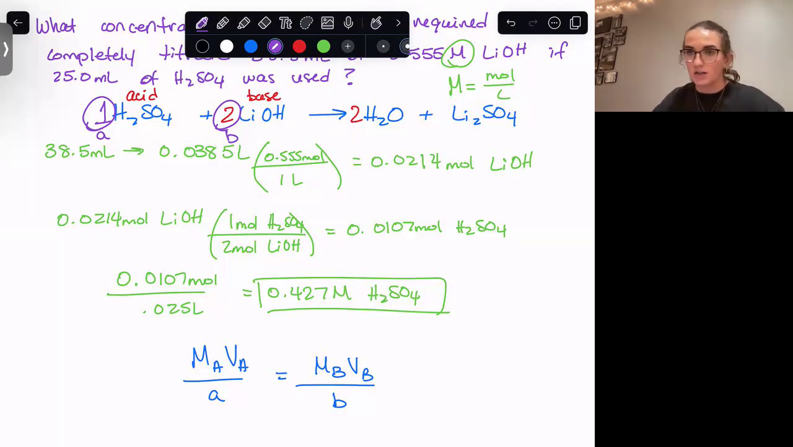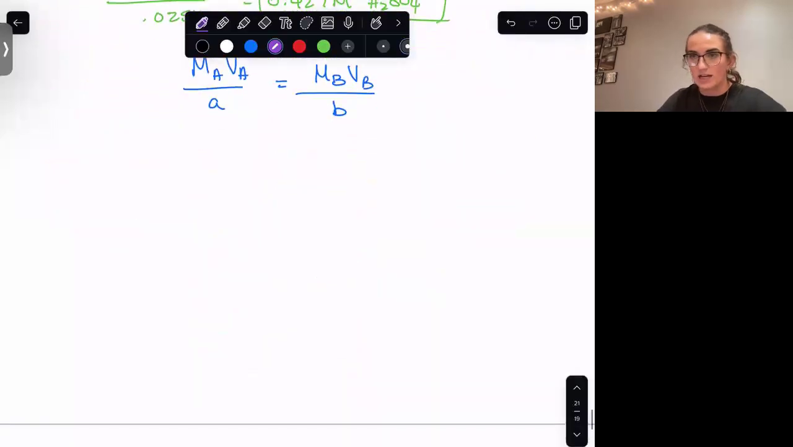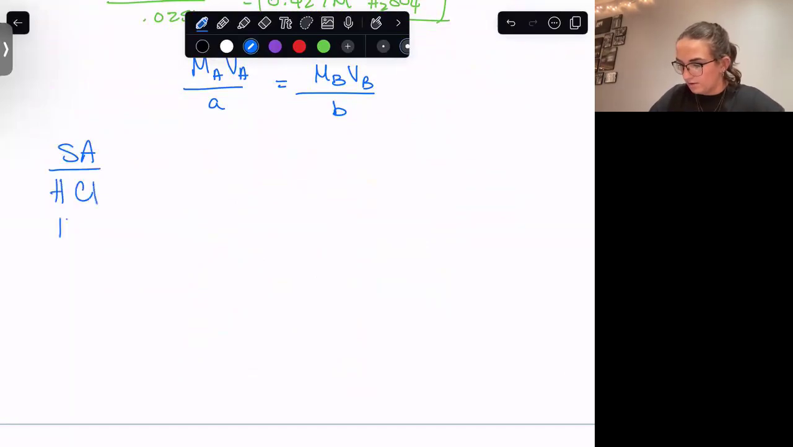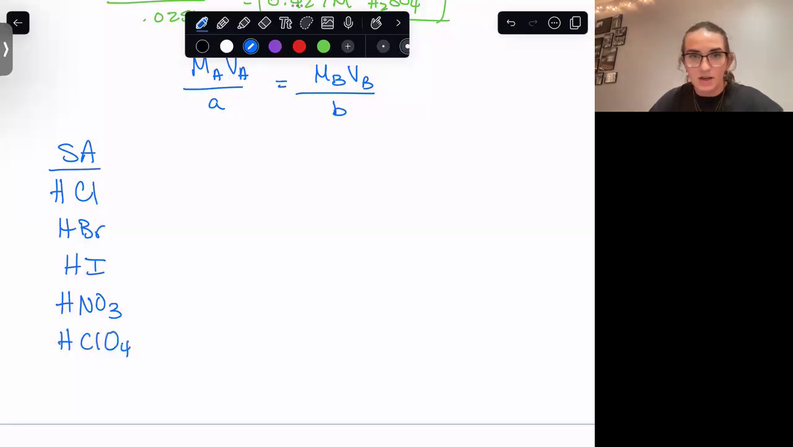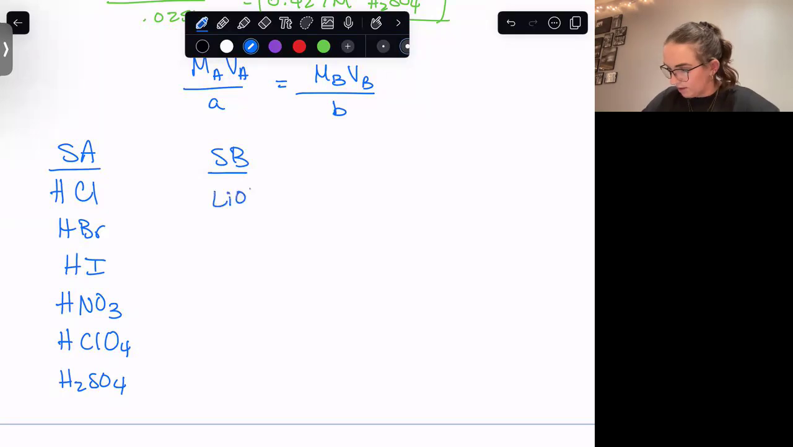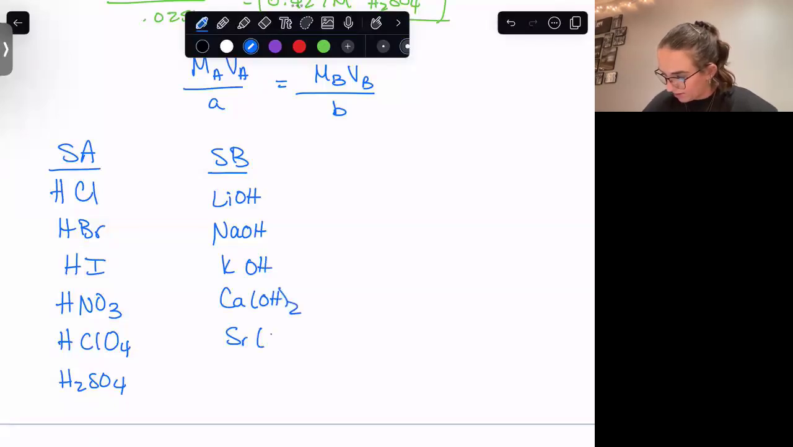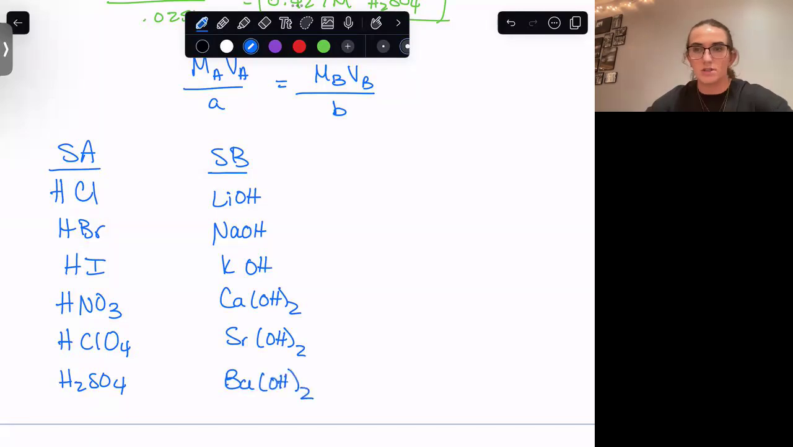I can go over just the strong acids and bases. So your strong acids are HCl, HBr, HI, HNO3, HClO4, and H2SO4. And your strong bases are lithium hydroxide, sodium hydroxide, potassium hydroxide, calcium hydroxide, strontium hydroxide, and barium hydroxide. Those are just the 6 you're required to know.